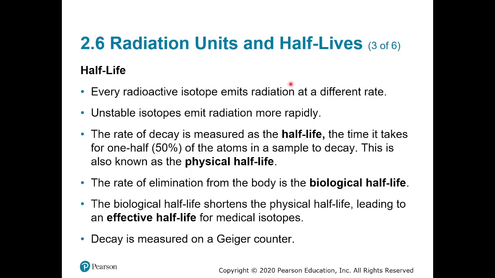Okay. So every radioactive isotope emits radiation at different rates. Unstable isotopes emit radiation more rapidly. The less stable it is, the faster it is going to emit radiation. The rate of decay is measured as the half-life. That's going to, again, be the time it takes for 50% of the atoms in a sample to decay.